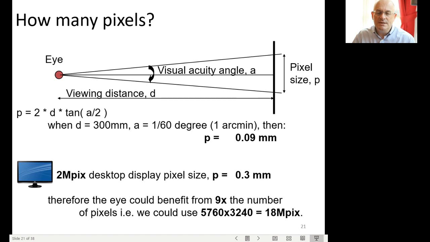So you could have at least 3x3, which is 9 times the number of pixels on a screen than a HD 1920 by 1080 display would give you. So you could easily get 5760 by 3240 pixels on a display, 18 megapixels.